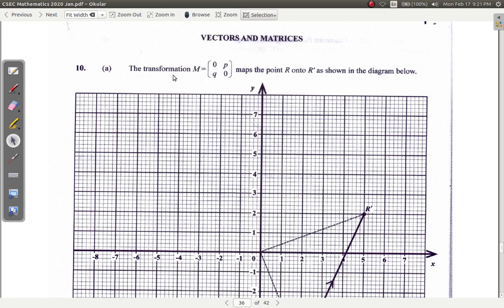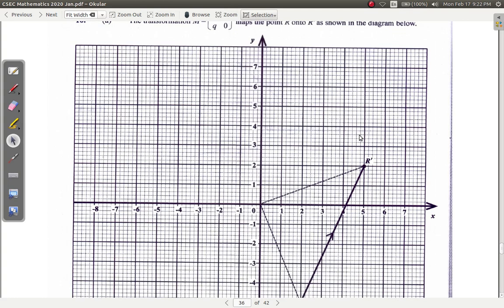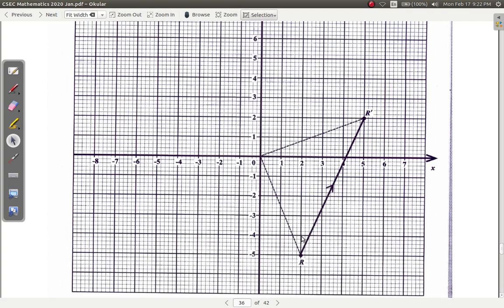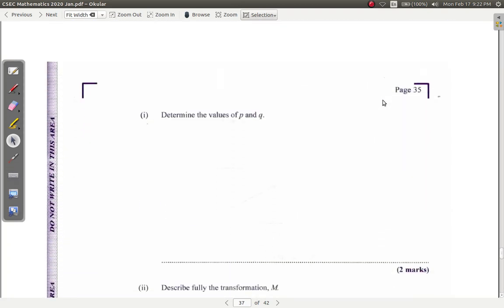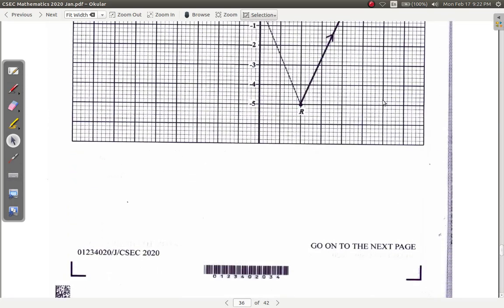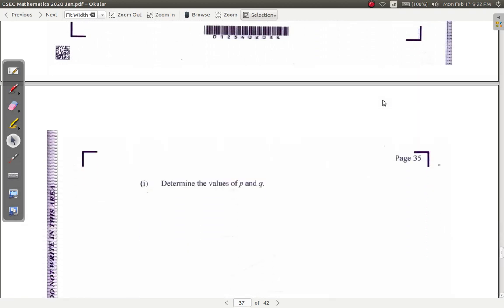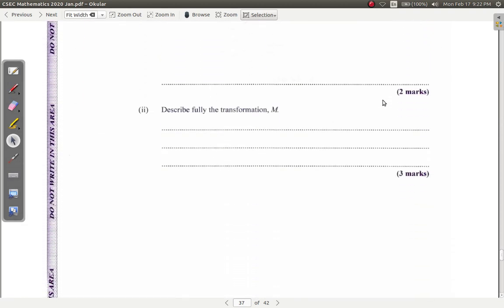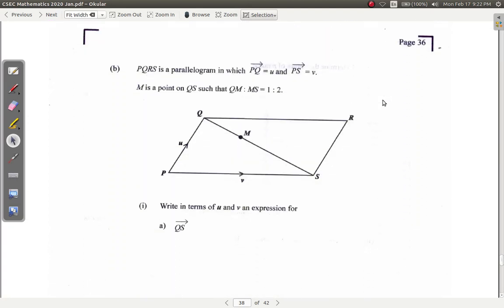It's question 10. You look at question 10 and it says the transformation. It's a vector and matrix question. It maps R onto R prime, shown in the diagram below. So it maps R onto R prime. What they're saying is that you should determine the value of P and Q. So the value of P and Q, okay, that's matrices and transformation. Describe fully the transformation M, and then PQ.